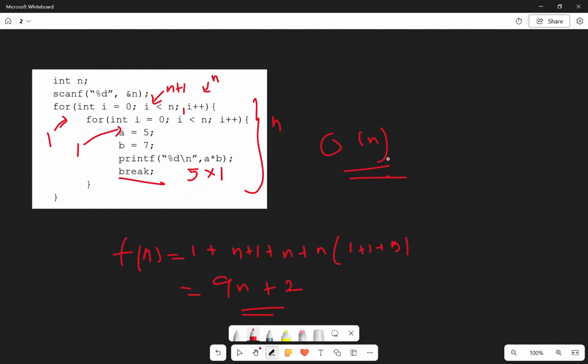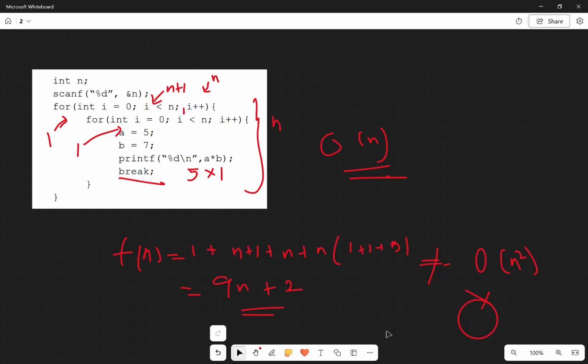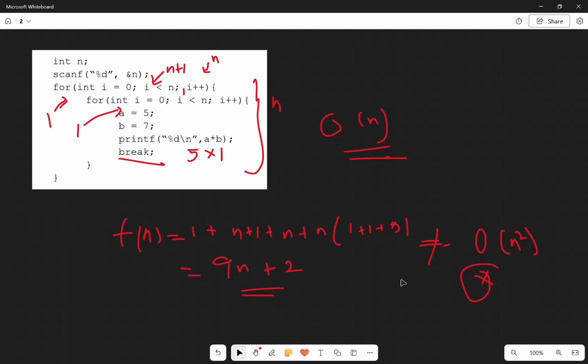So even though there are 2 for loops, this one is not big O of n squared. This is wrong. We can't say it like that. Okay, so this is wrong. So yeah, just keep that in mind, because that Manjusa might test that in the exams.